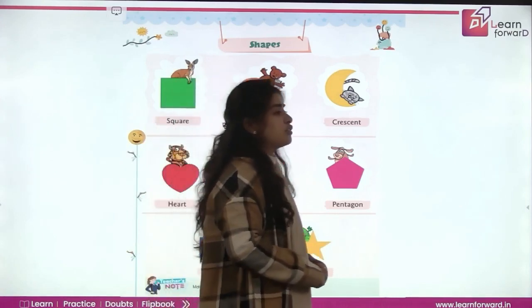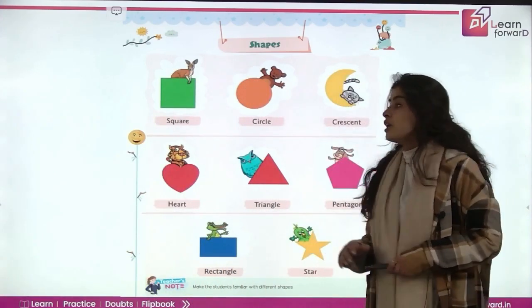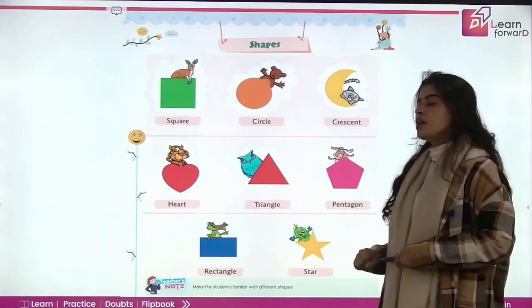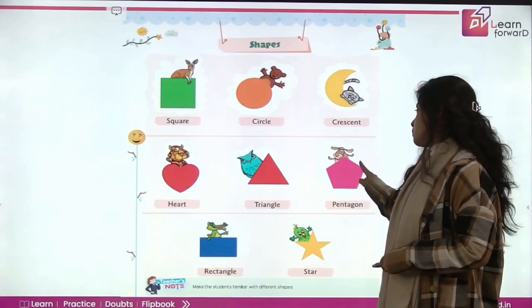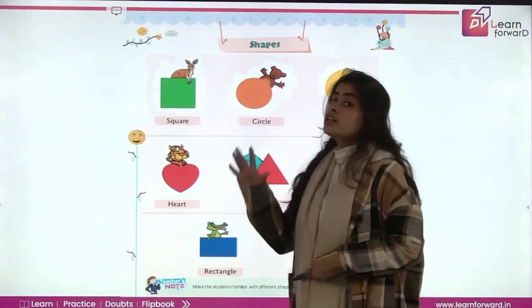Next is pentagon. I'm not sure that everyone is familiar with this shape. It is called pentagon, and pentagon has 5 sides. Can you count? 1, 2, 3, 4, 5. Yes, pentagon has 5 sides.